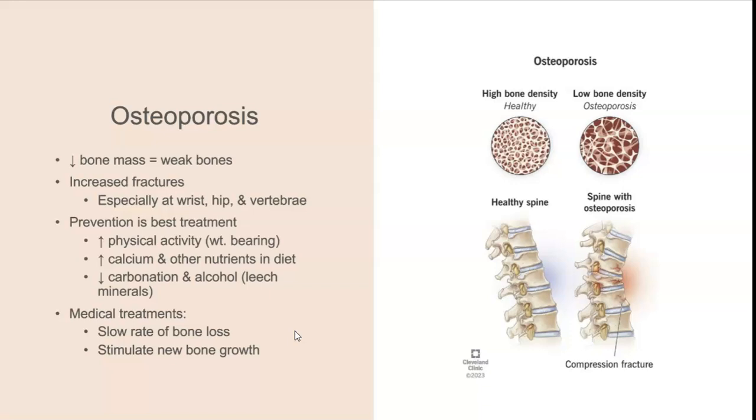So the best way to prevent this is increase your physical activity, increase your calcium and the nutrients in your diets. Avoid things that take minerals away or leach them from your blood, such as carbonated beverages and alcohol. There are medical treatments as well that can slow the rate of bone loss and stimulate new bone growth. Now, of course, typically this is something that is done once osteopenia has gotten severe and is leading into osteoporosis. However, that exercise and eating right and avoiding the things you should avoid, you can start that at any age, so start now.